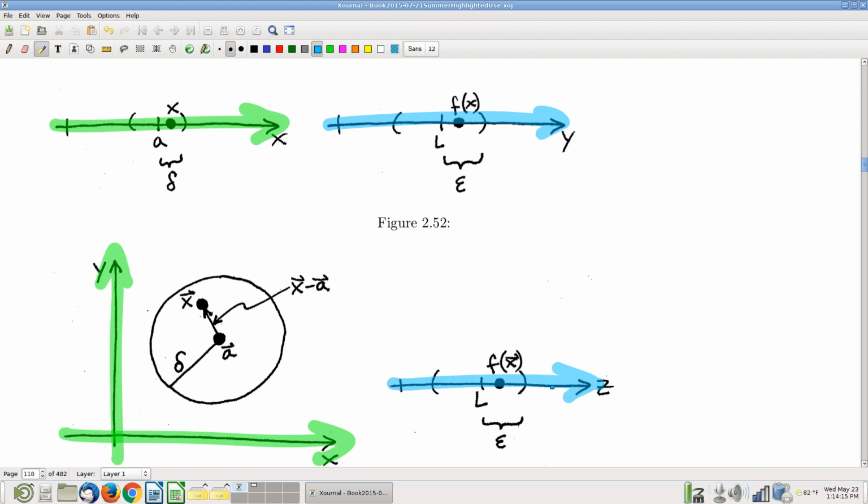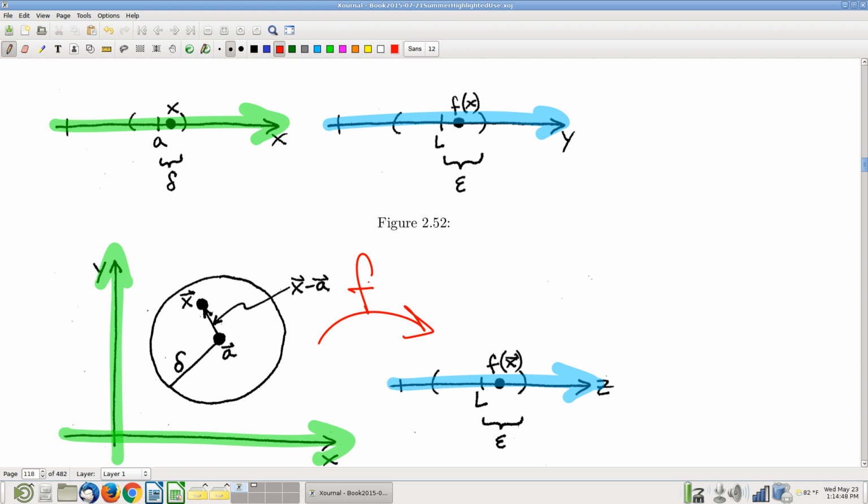Here, I'm representing a function f from R2 to R1. I could reasonably ask, as this point is no longer a number, as x approaches this point A, what does it mean for f of x to approach L? What does it mean for this L to be the limit of this function?